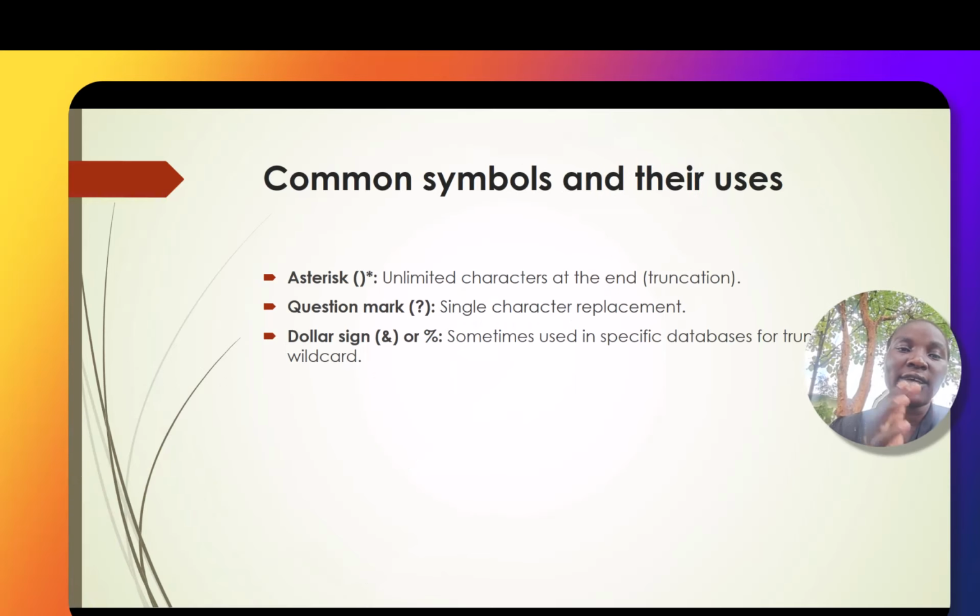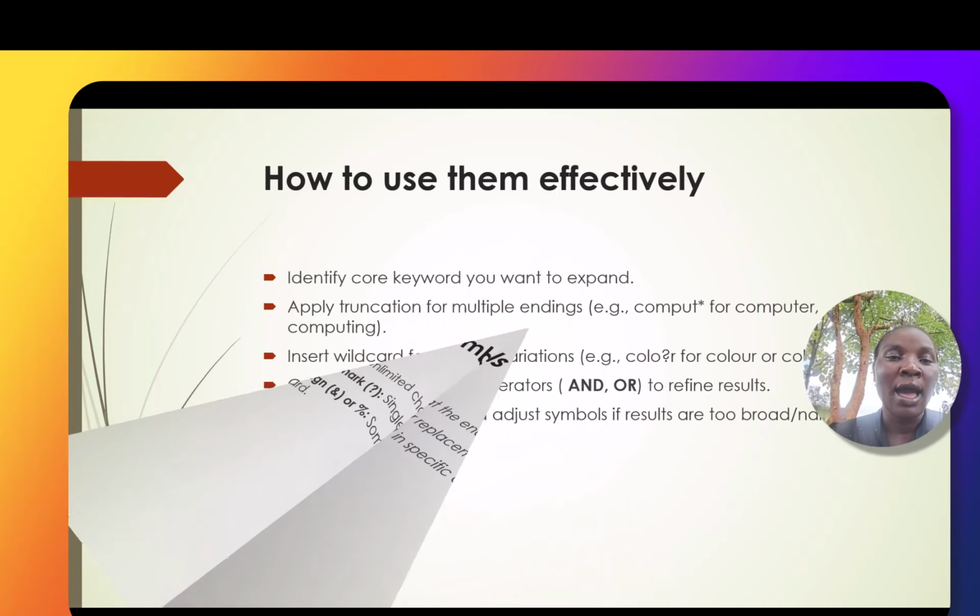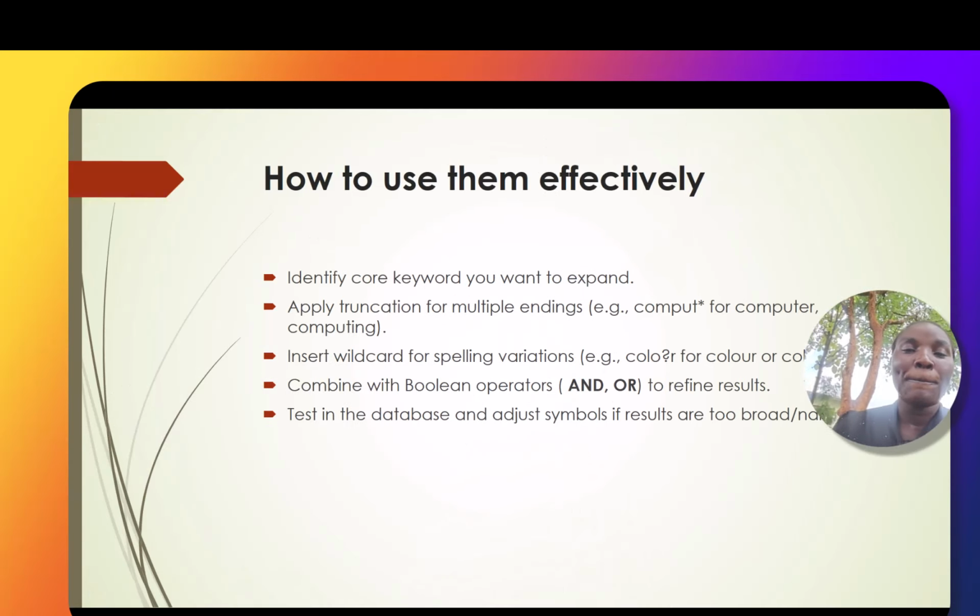Asterisk: we have the asterisk, unlimited characters at the end, or truncation. So you use this symbol, the star, at the end of the word. We have the question mark symbol, single character replacement. If we want to replace a single character, you will have to use a question mark. We have the dollar sign, sometimes used in specific databases for truncation or wildcard.